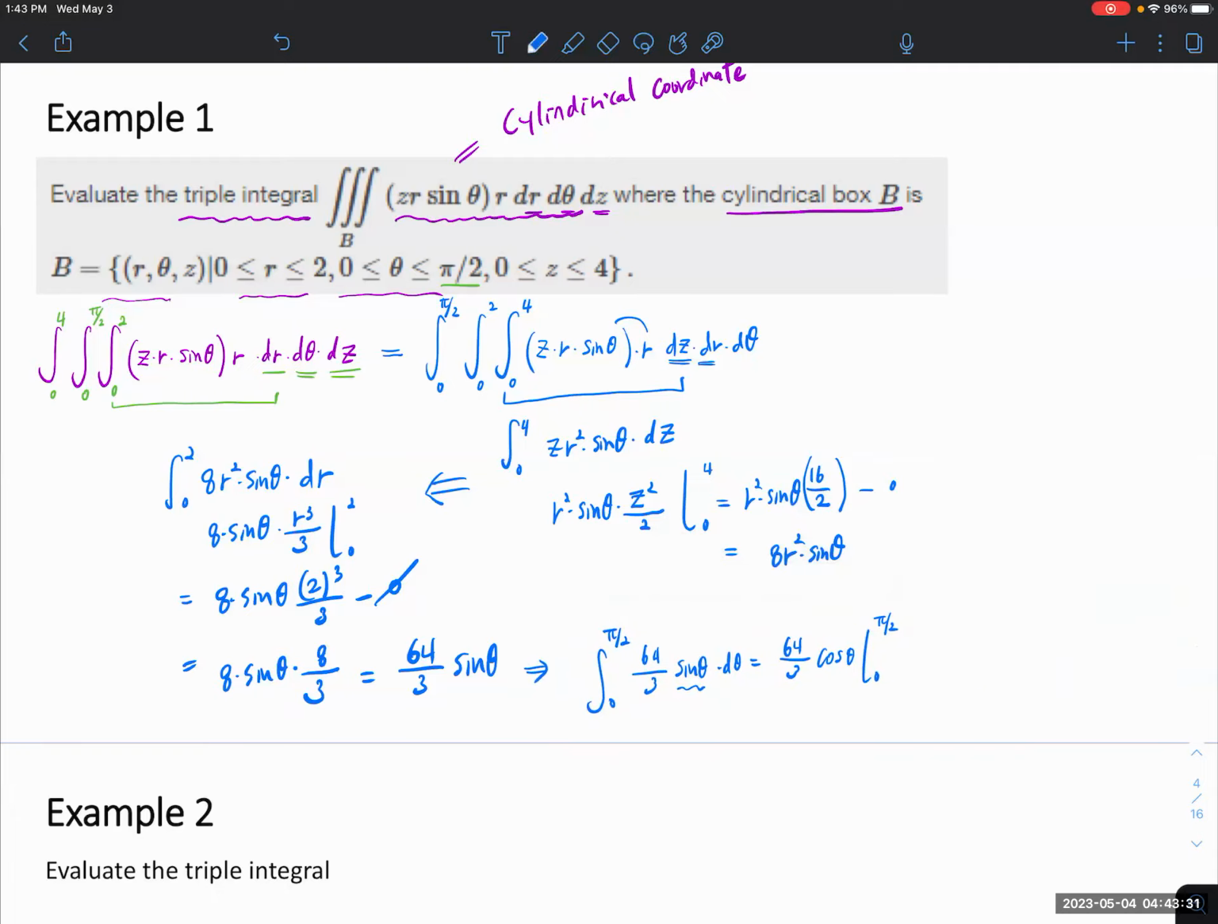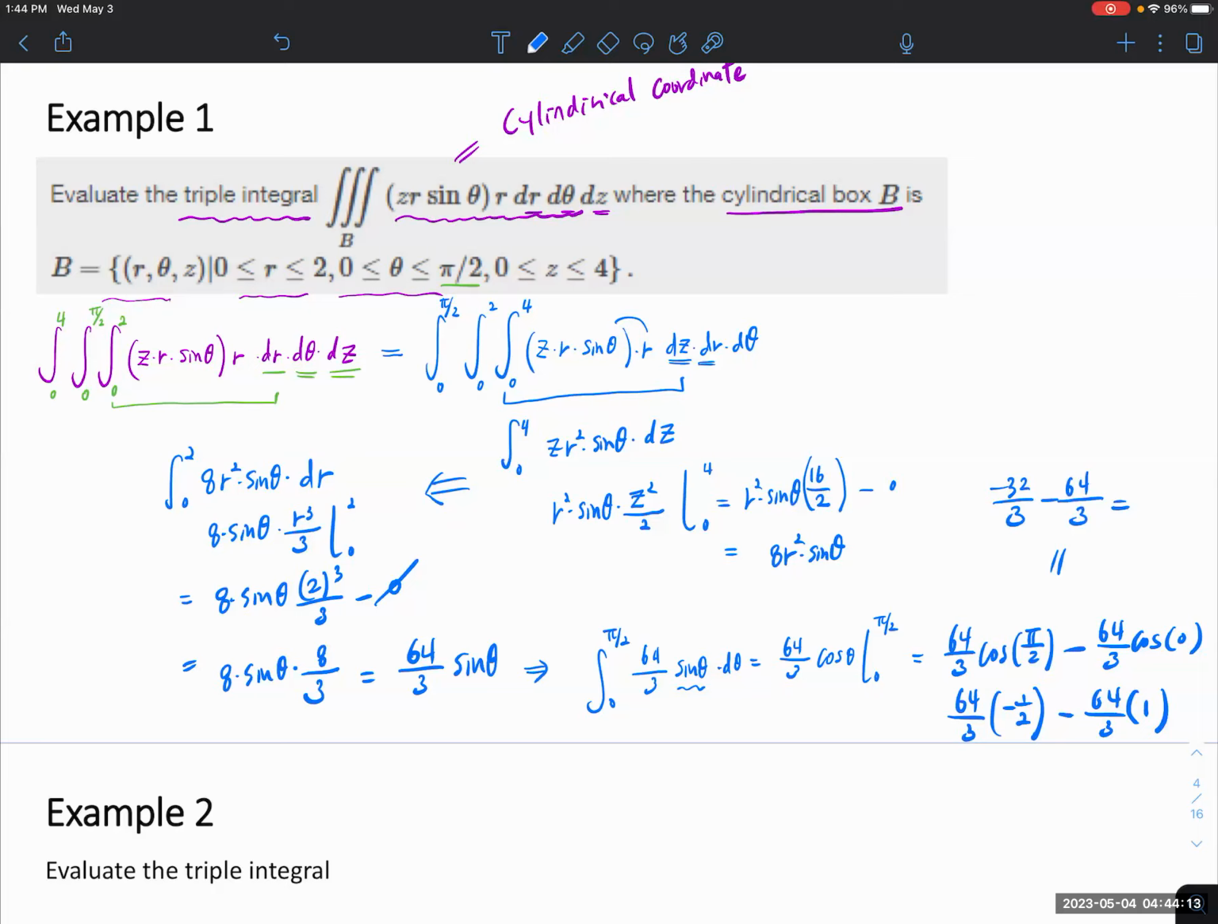So what happened? Subtract: 64 over 3 cosine pi over 2, 64 over 3 cosine 0. So you can go to decimal. What is cosine pi over 2? You can type cosine pi over 2. That should be negative 1 over 2. And cosine 0 is 1. So if you calculate it, I got negative 32 over 3 minus 64 over 3.